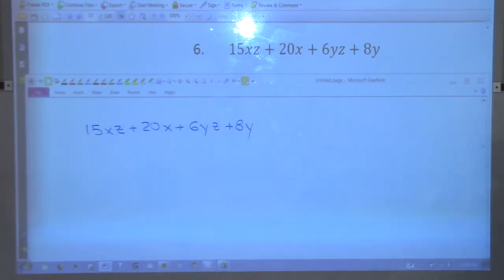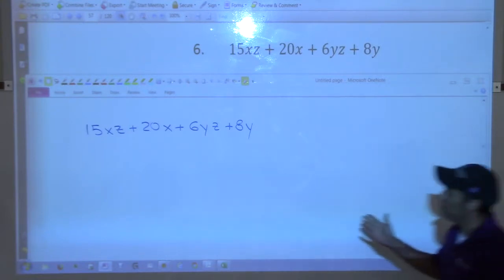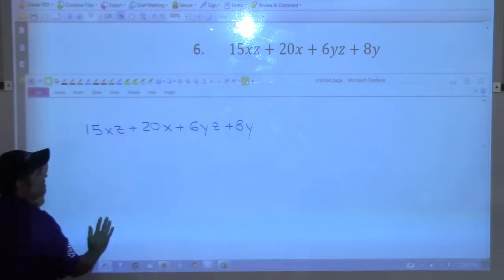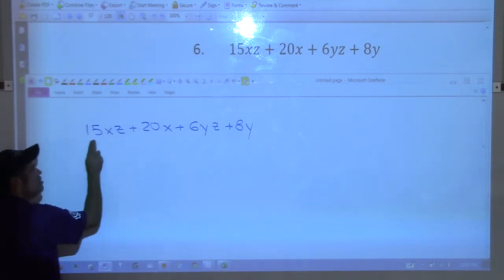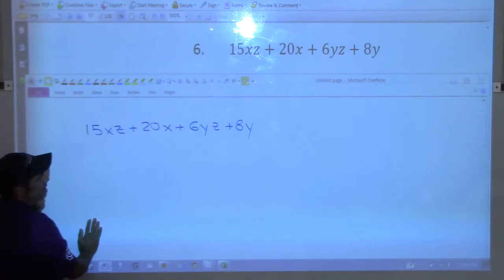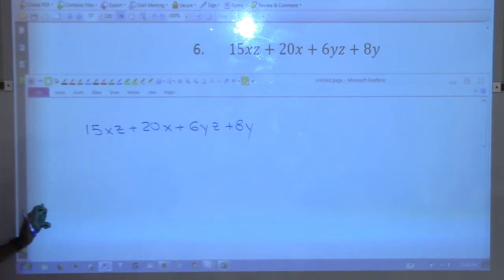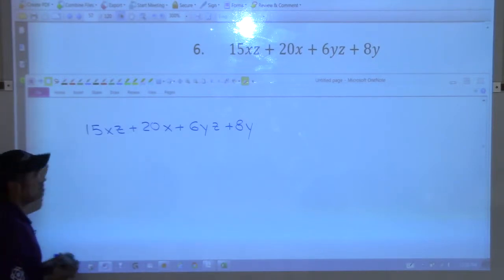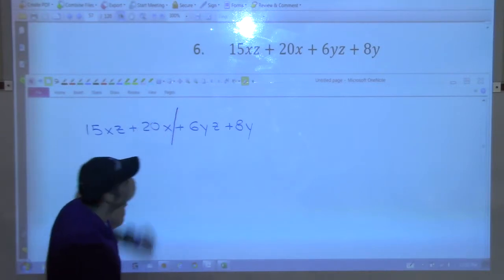Okay. So, no GCF, so no numbers, right? 15, 26, and 8. 2 doesn't go into 15, so 3 wouldn't go into 20. How about letters? No. Okay, so there's no GCF here. Everyone with that? Okay, so what next? Count the terms. So there's 4. 4 means do the group. Yep, you group.